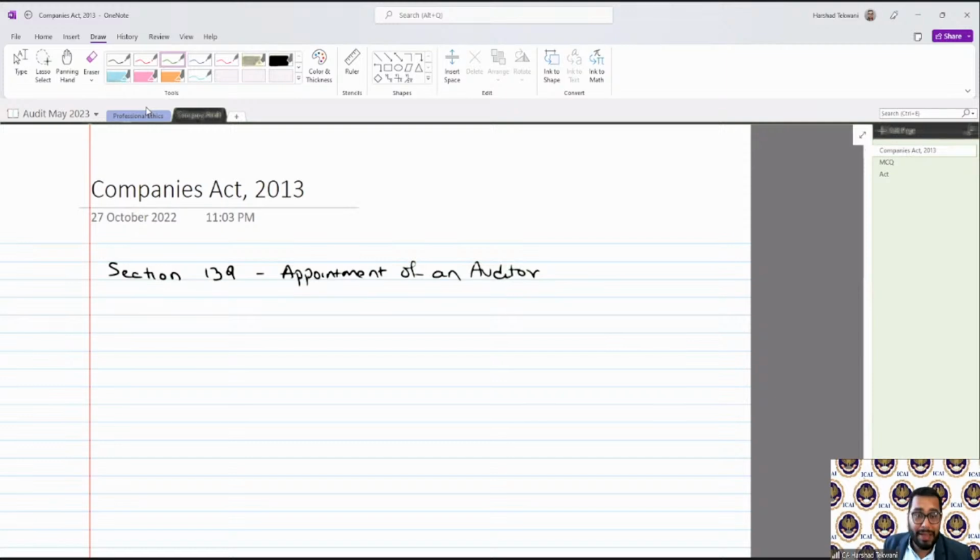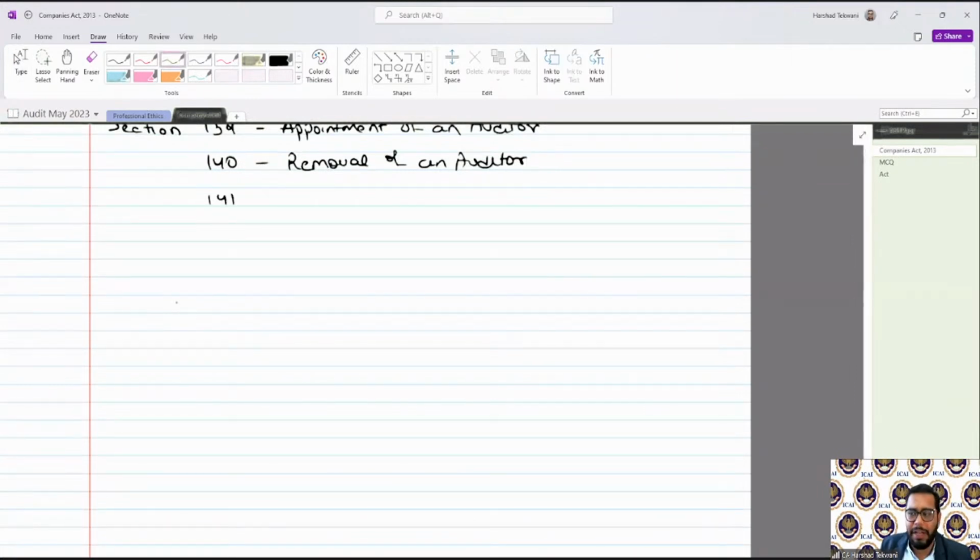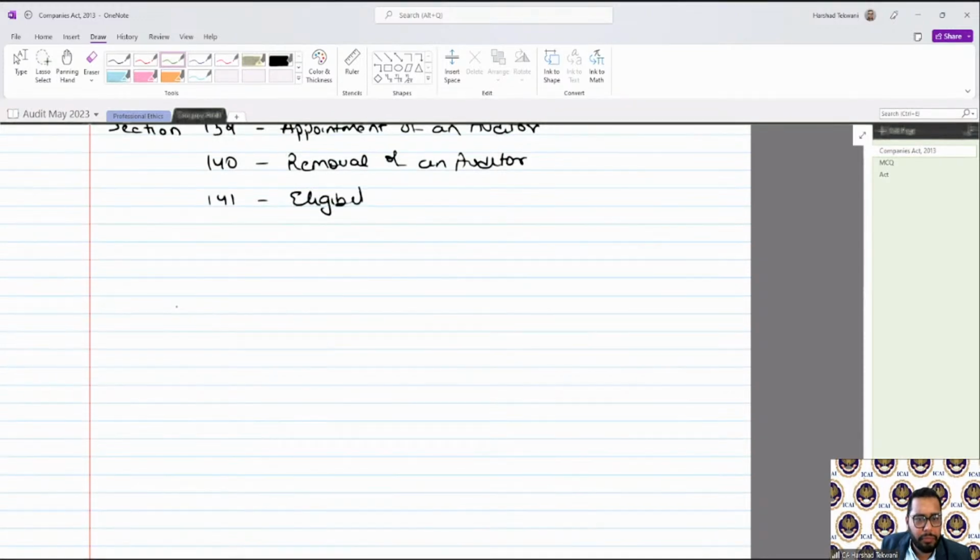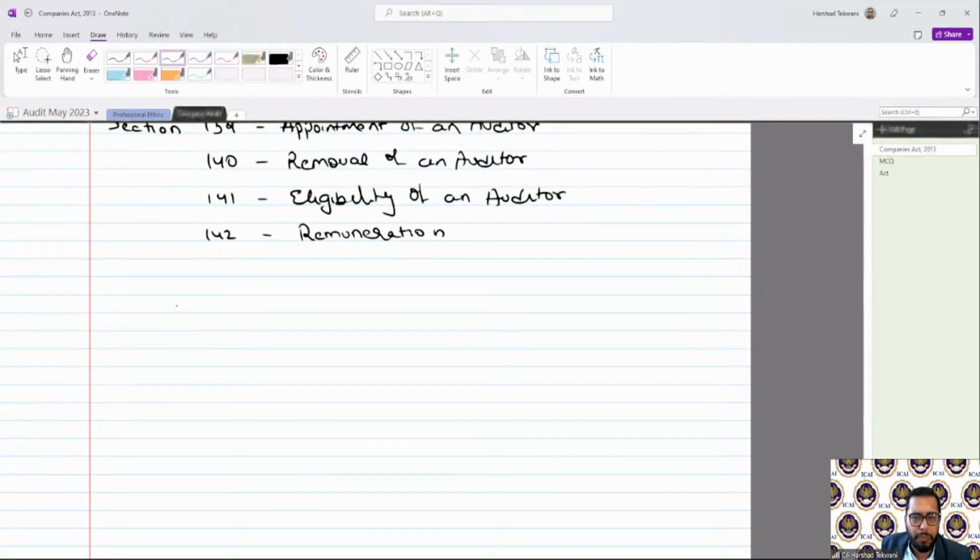Then comes section 140. That's the removal of an auditor. Then comes 141. 141 talks about the eligibility of the auditor, eligibility and disqualifications. Then comes 142. 142 talks about the remuneration of the auditor. 143 is the main section which talks about powers and duties of the auditor. When I talk about powers, what powers are available with respect to an audit of the company. When I talk about duties, what are the reporting duties of an auditor of a company?